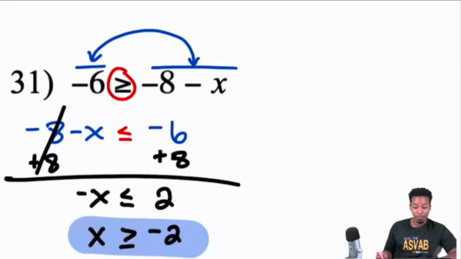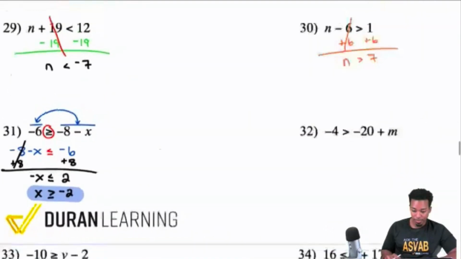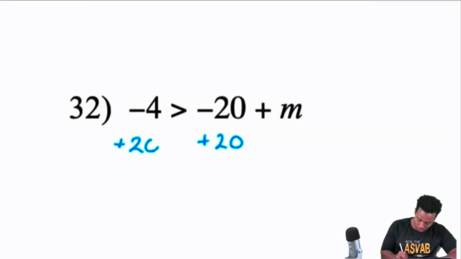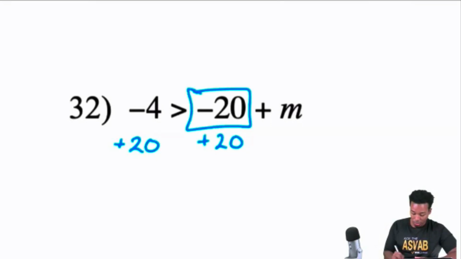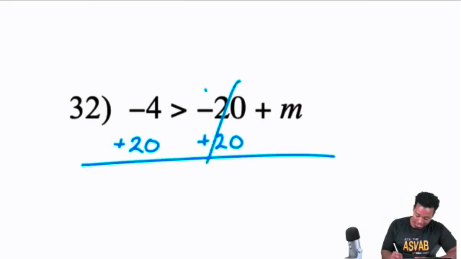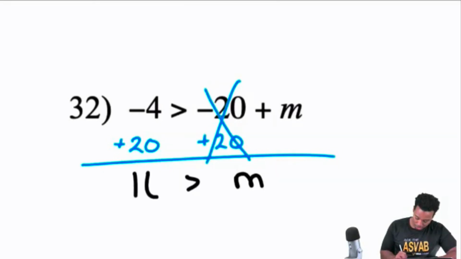There's that. And then lastly, we have -4 is greater than -20 plus m. In this problem, I'm going to keep everything on the right side, then I'll flip at the end. Watch this. I'm going to add 20 on both sides, because you are subtracting 20 here. Booyah, goodbye. And we're going to have m, keep the greater, and then 16.